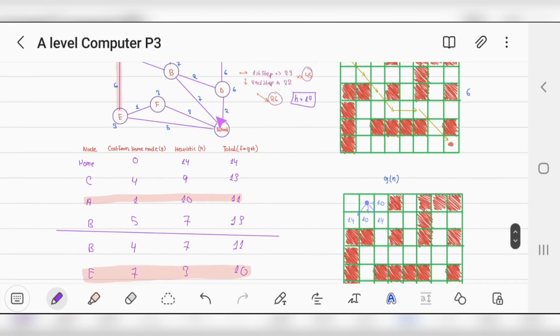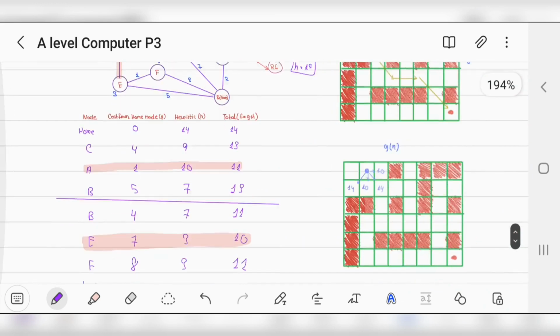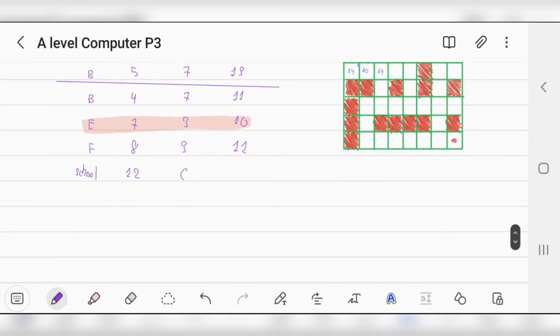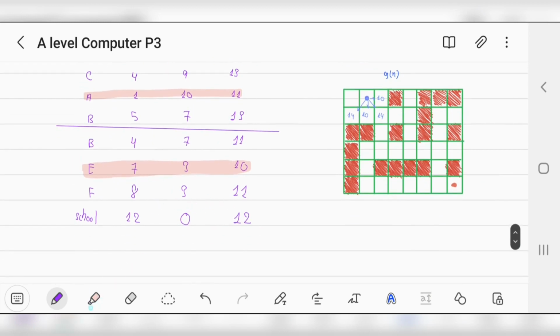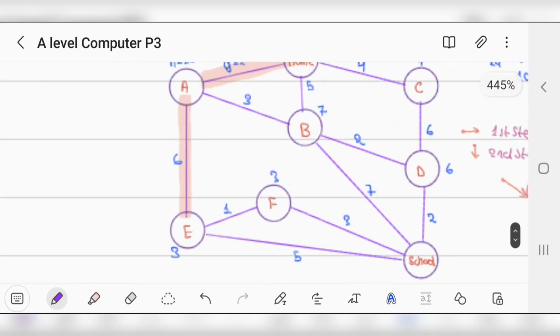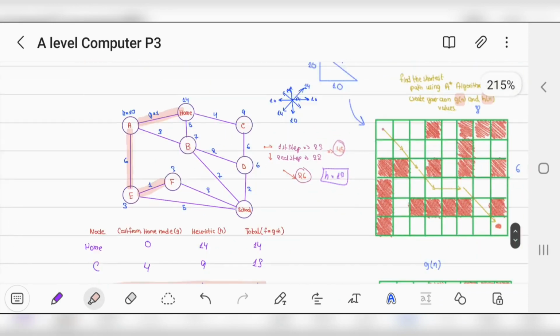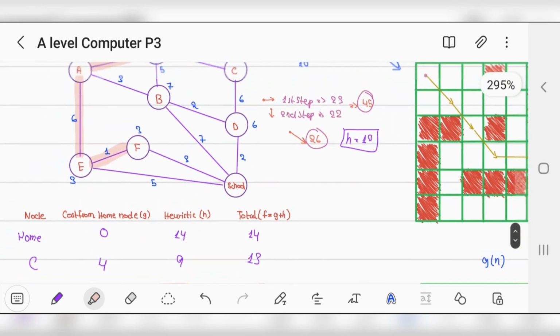The heuristic value is 0. So the value is just 12. This is the lowest, so I'm going to choose this F, which means highlighting this. Now seeing from here, I've got just one node.